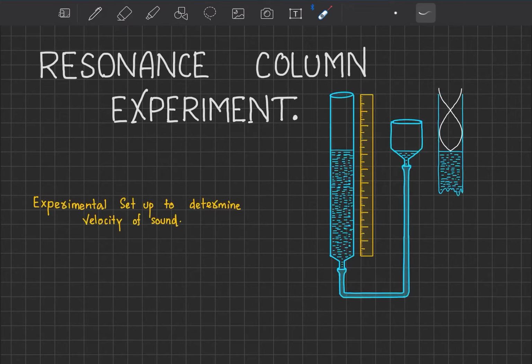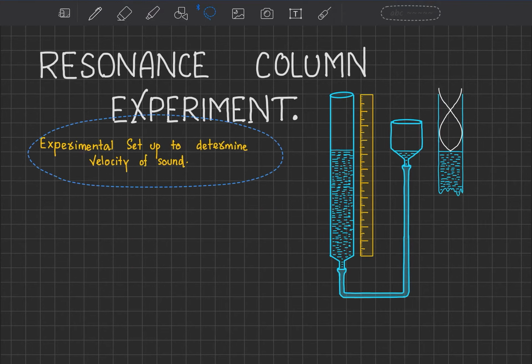Resonance column experiment. This is an experimental setup which is used to determine the velocity of sound in laboratories. Now on which concept is this based? This is based on the concept of standing wave formation in a closed organ pipe, and a closed organ pipe means a pipe in which one end is closed and the other end is open, right? So let's talk a little bit about the closed end organ pipe.